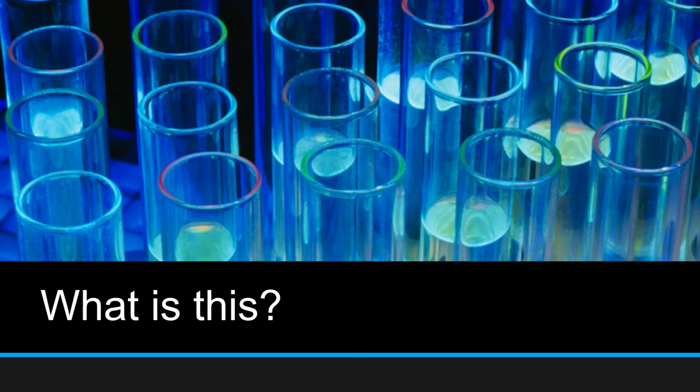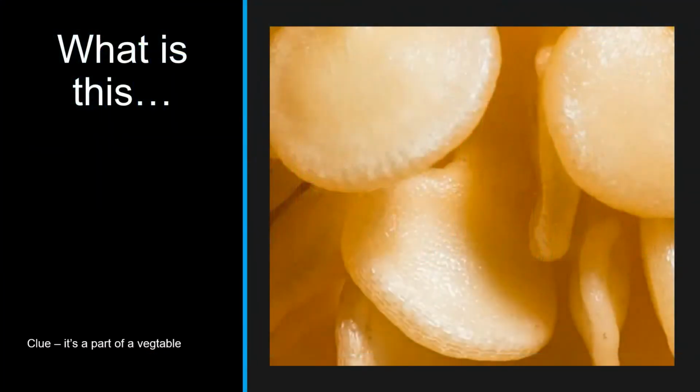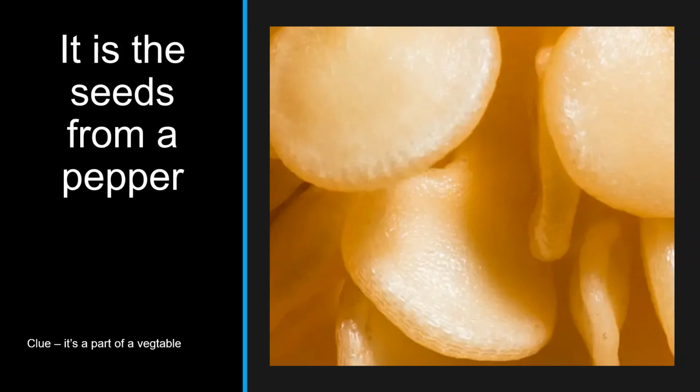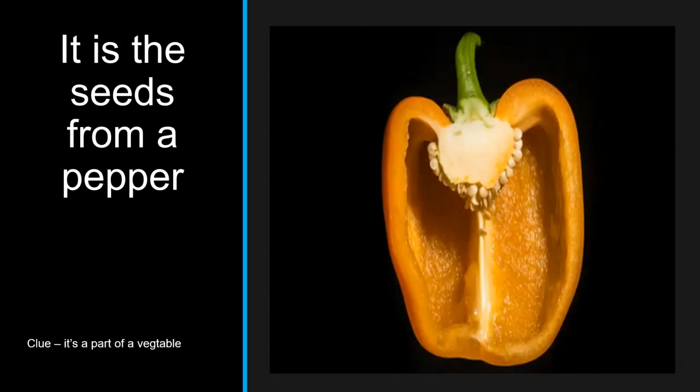We are now moving on to the answers for what is this? So what is this? And the clue is that it was part of a vegetable. If we have a look, it is the seeds from a pepper. Of course it is. I'd be very impressed if you got this one correct, because this took me a long time to recognise. So well done if you did. It is, of course, inside a pepper, the seeds inside that pepper.